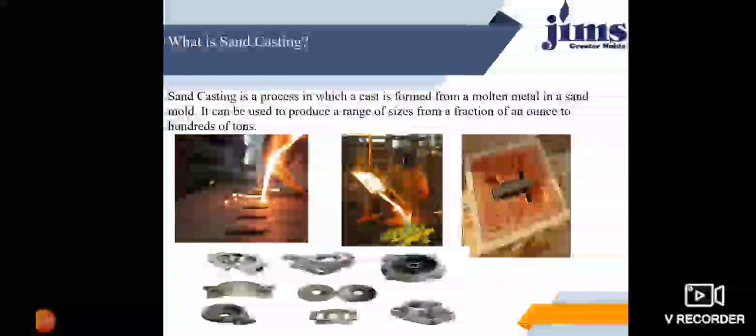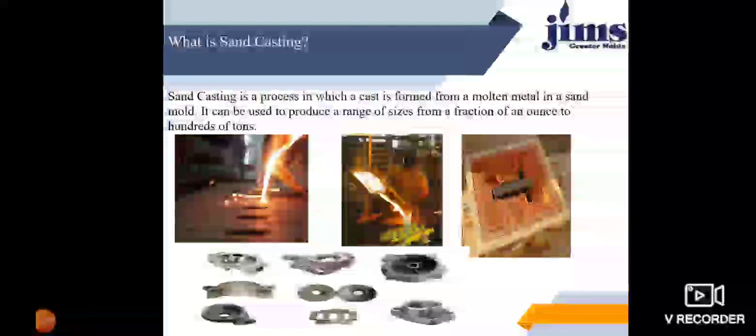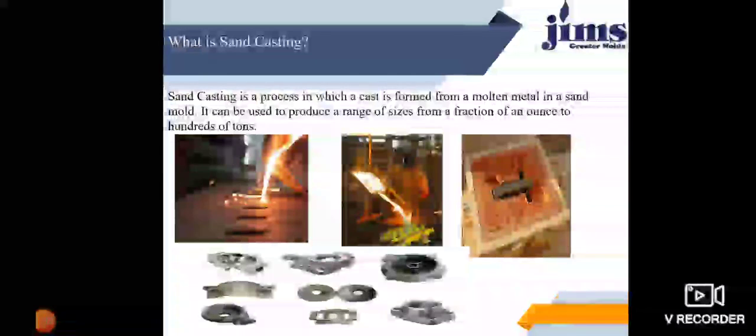So what is sand casting? Sand casting is a process in which a cast is formed from a molten metal in a sand mold. It can be used to produce a range of sizes from a fraction of an ounce to hundreds of tons. We use sand as the casting material, and we can produce any quantity, from smaller sizes to a lot of 100 tons.